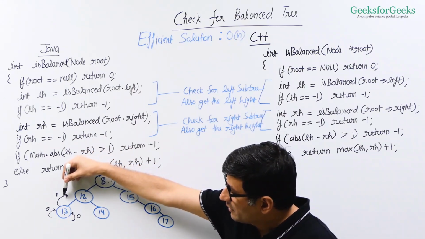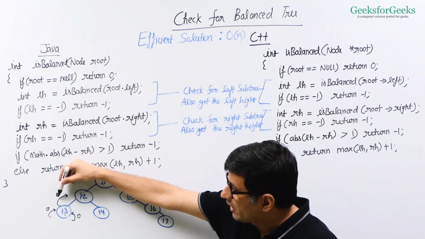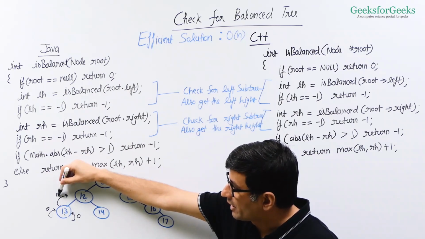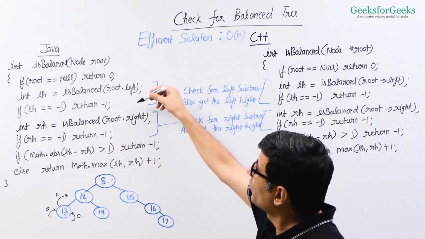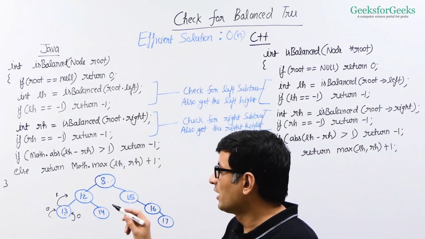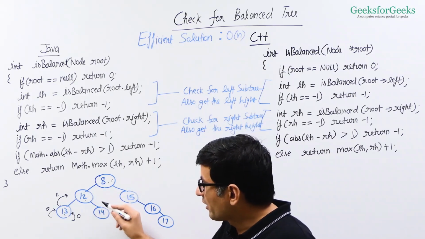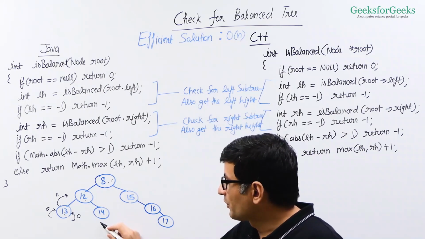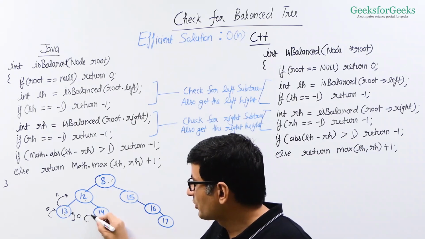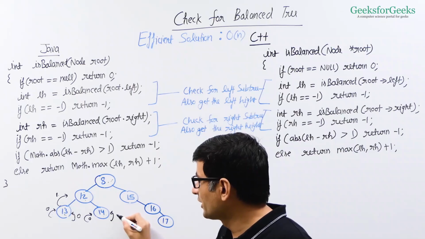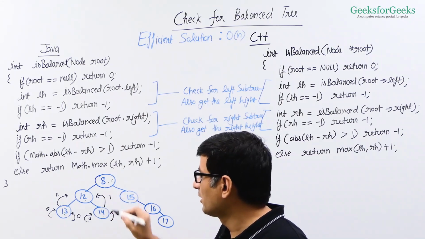Now this call gets the control. It has done the left call, and the left call has returned a positive value. So it does not go into the if case where we are returning -1. Now it's going to call for the right subtree of it. The right subtree is also a leaf. So it's going to get 0 from here, 0 from here. It's going to return 1 to its parent, right?